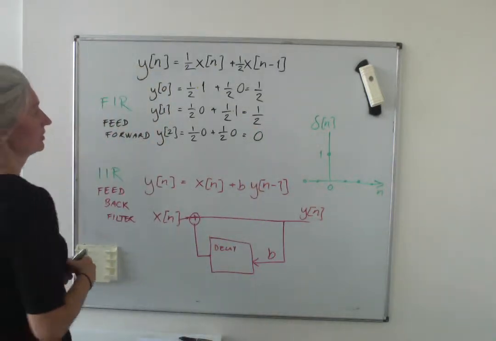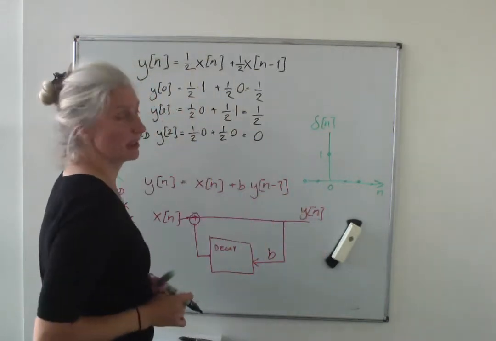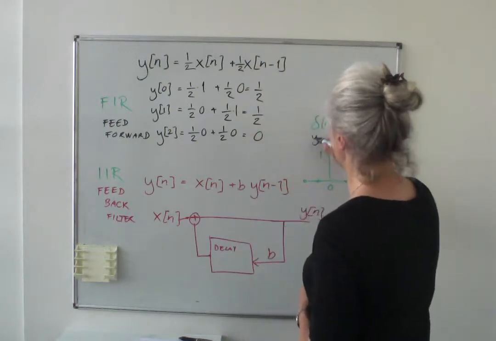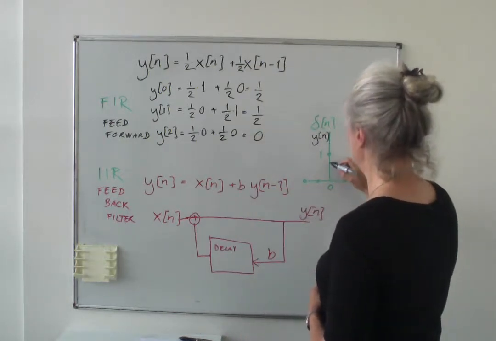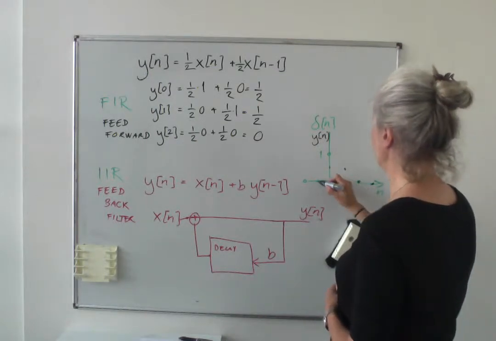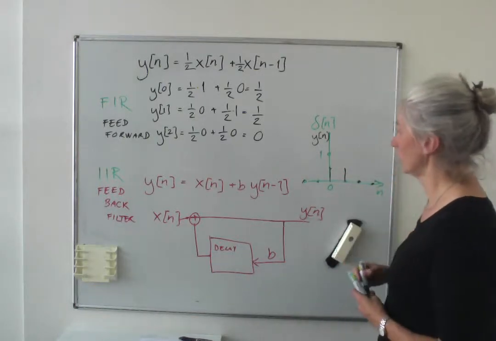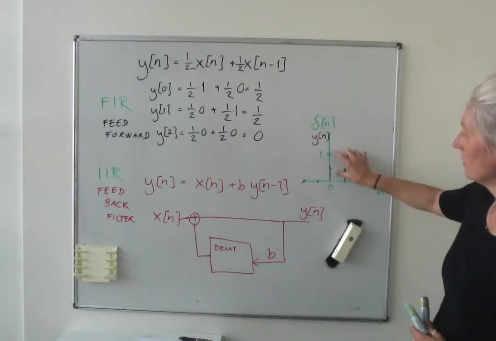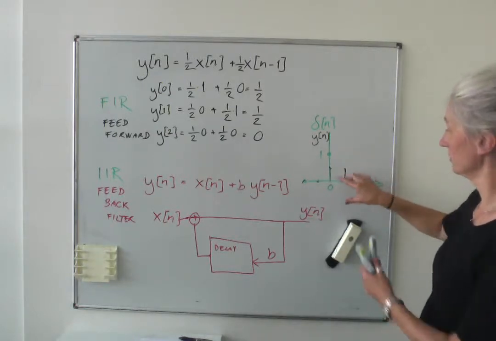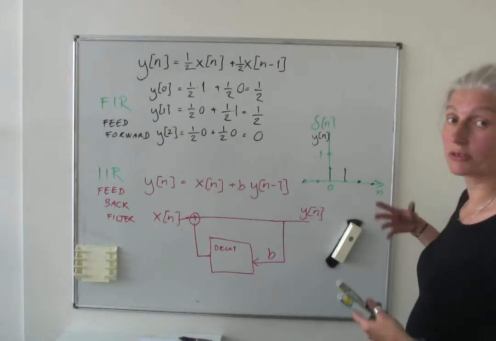So if we plot this output here with the input as a delta function, we get output y of n as 0.5 and 0.5 and zeros. So the impulse here has been smeared out a little bit, smoothened out, but it ends there. It's not continuing anymore.